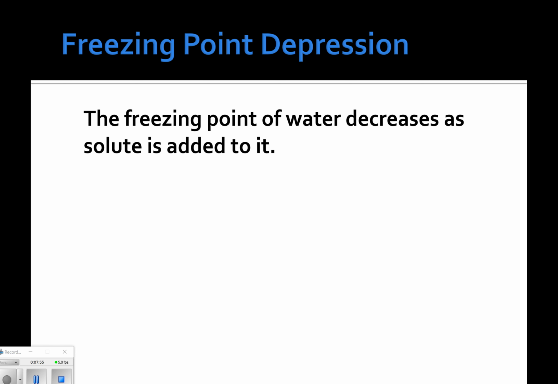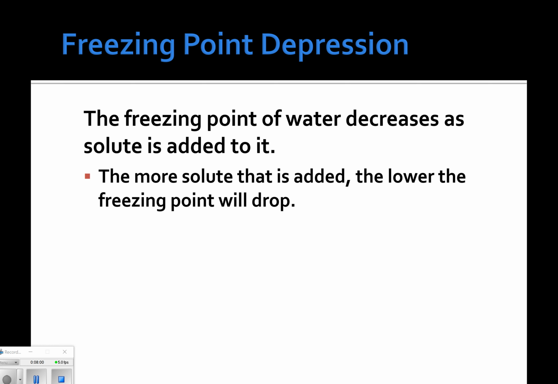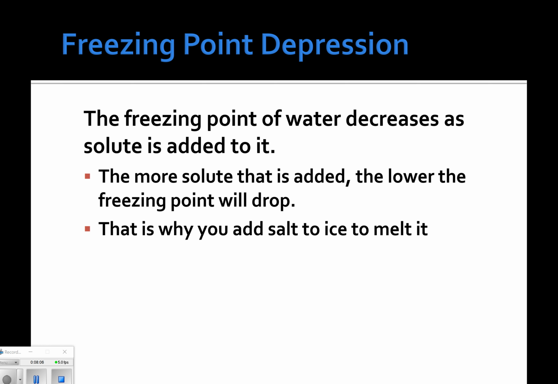Now the same thing is going to happen to the freezing point as we add solute to it, but it's going to go in the opposite direction. It's going to lower the freezing point. The more solute that we add, the lower the freezing point will go. And this is why we add salt to ice to melt it.